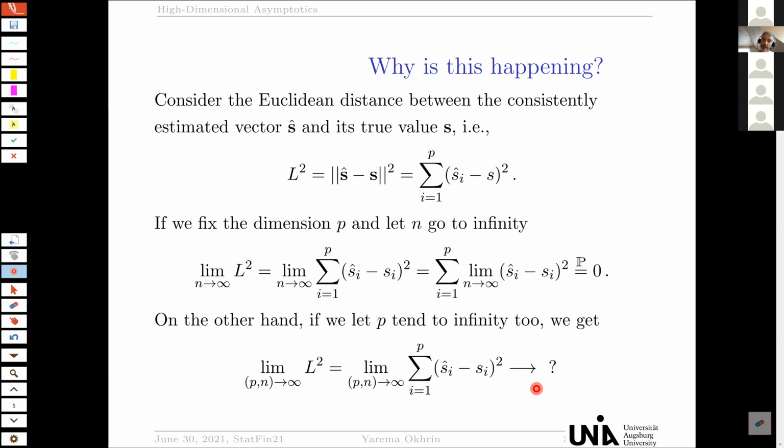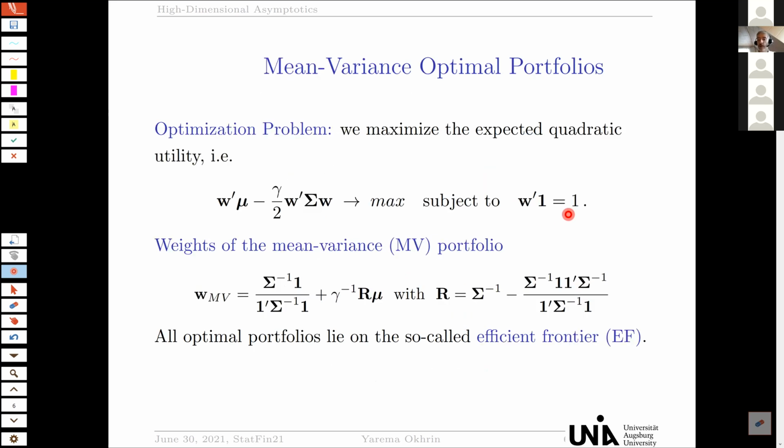So this was the motivation for this high dimensional problem, and now we come to optimal portfolios. We consider here a very classical setting. We take expected quadratic utility. So this is the expected return of the portfolio minus the variance of the portfolio. The parameter gamma here is the risk aversion coefficient, and we would like to maximize this. We assume that the sum of the weights is equal to 1. This is the constraint over here. And we allow for short selling, so we assume that the w's can be positive or negative.